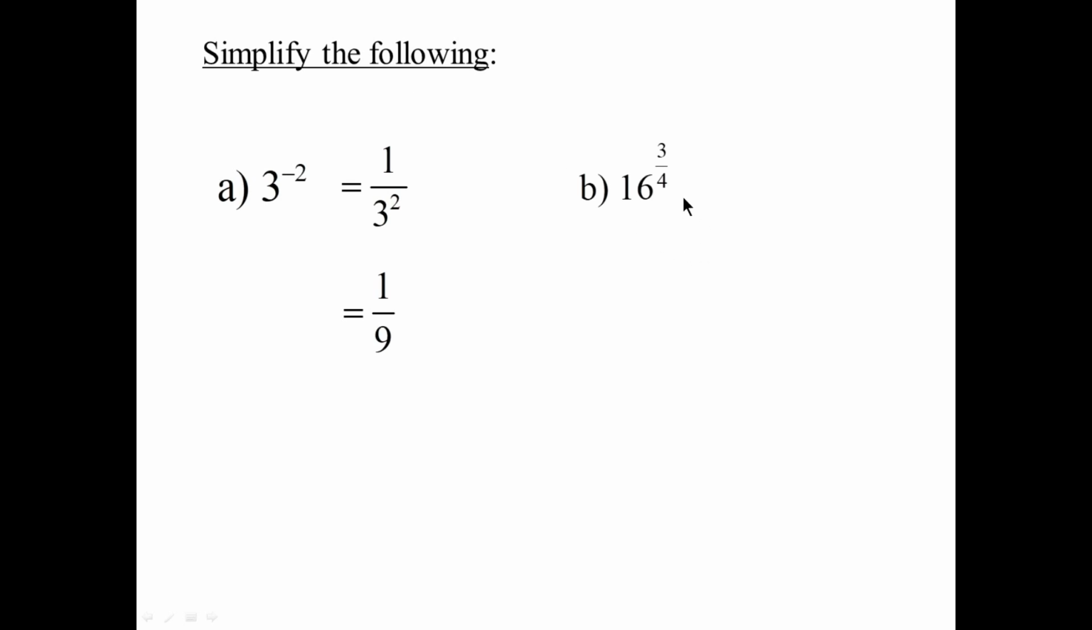16 to the 3/4, we encounter this and we know what to do. It's the 4th root of 16 cubed. I did it this way because I don't want to cube 16. It takes me into very large numbers. I'd rather take the 4th root of 16 first and then cube that. The 4th root of 16 is 2, because 2 to the 4th is 16, and 2 cubed is 8.